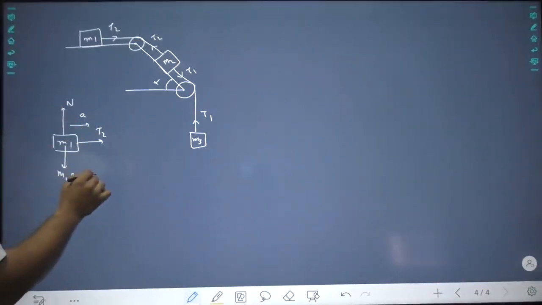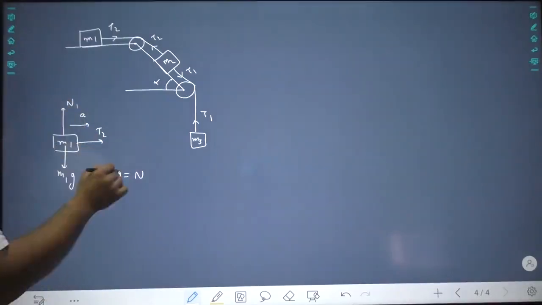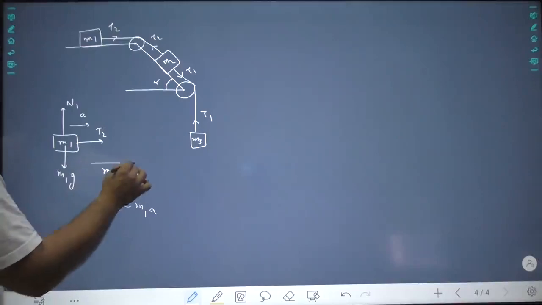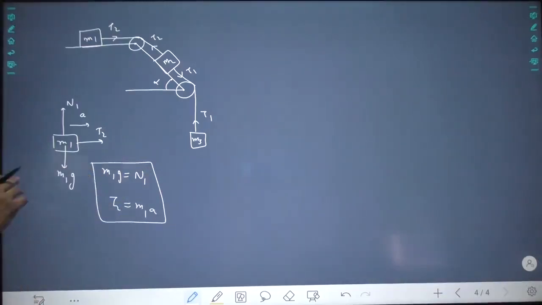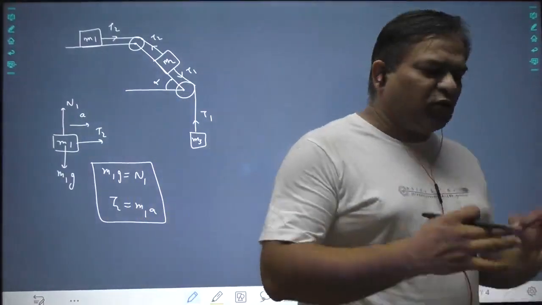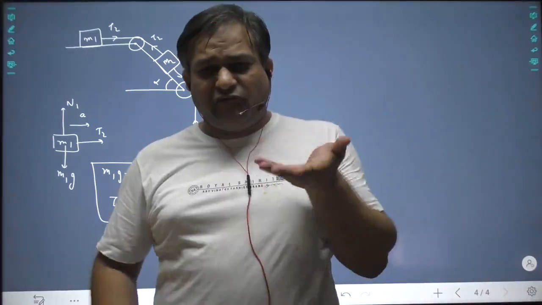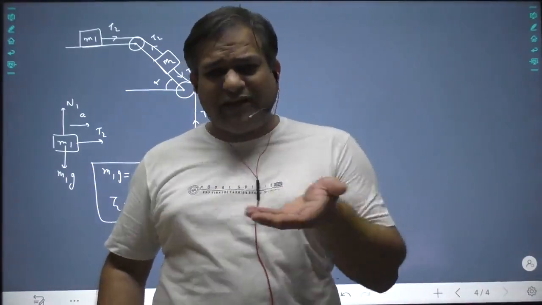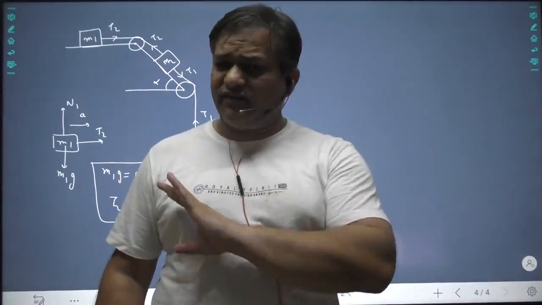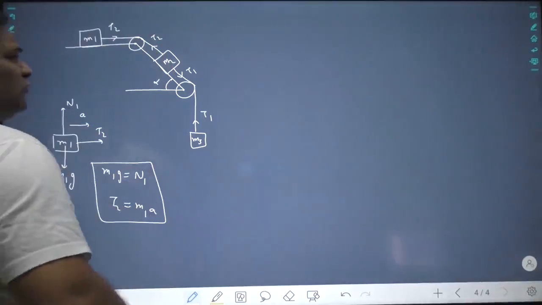So write down the equations. M1G equals N. Let us make this N1. And T2 is equal to M1A. So these two equations, see, every time you have to break down every force only along two directions: one along the plane on which the body is there, and one perpendicular to the plane on which the body is there. Nothing else. Now let us talk about M2.